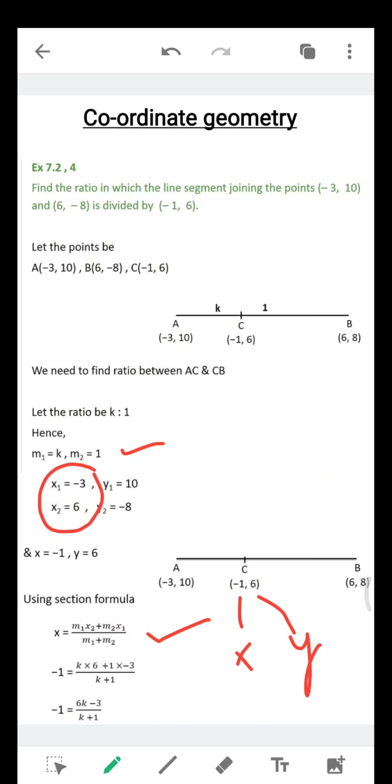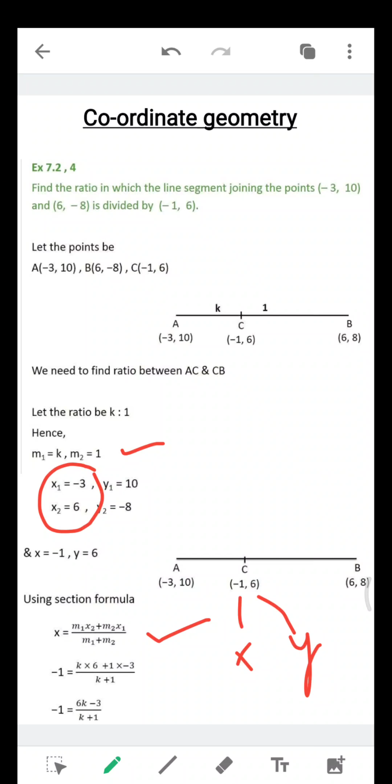For the first case, m1 x2, that is k into 6 plus m2 x1, m2 is 1 and x1 is minus 3. So substituting all the values, and x value is minus 1 here. So I have written minus 1. So 6k minus 3 by k plus 1 is equals to minus 1.